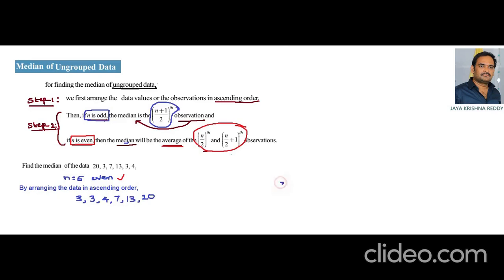We can find it in another simple way also. The arranged data is 3, 3, 4, 7, 13 and 20. Now cancel one number from the starting and one from the ending, the first term and the last term. Then cancel the second term from the starting and the second term from the ending. So we have two terms remaining in the middle position, and we take the average of these two numbers. So 4 plus 7 by 2, 4 plus 7 is 11, 11 by 2 is 5.5. This is the median.